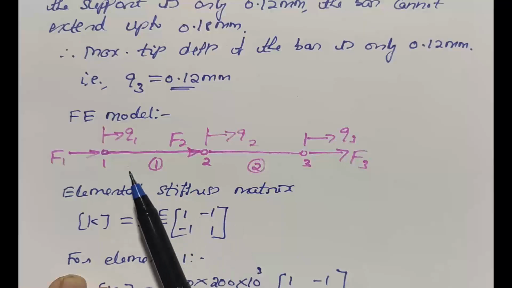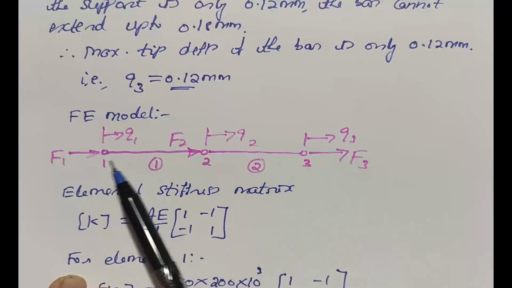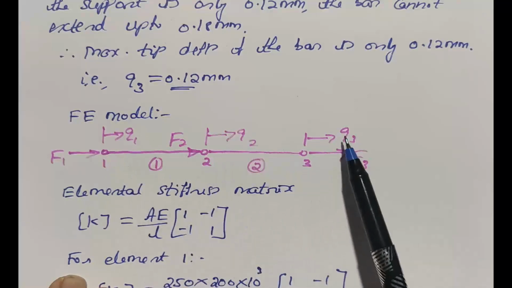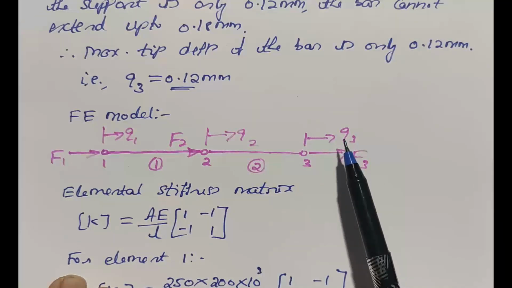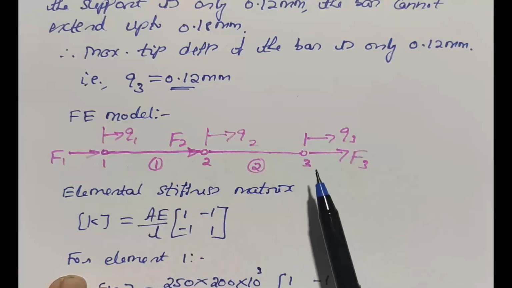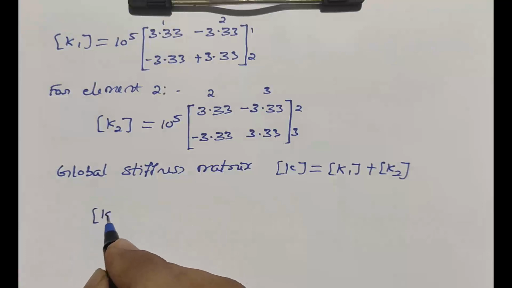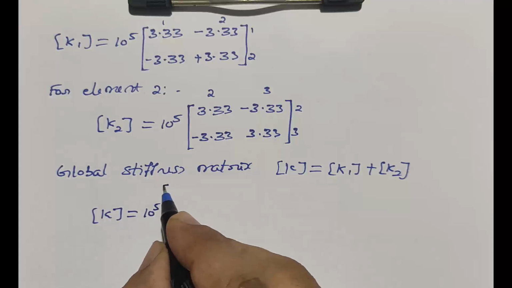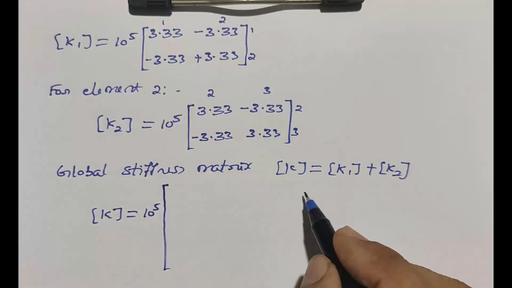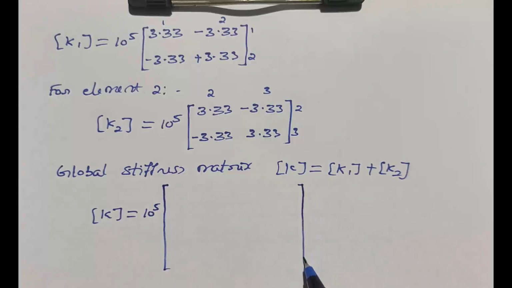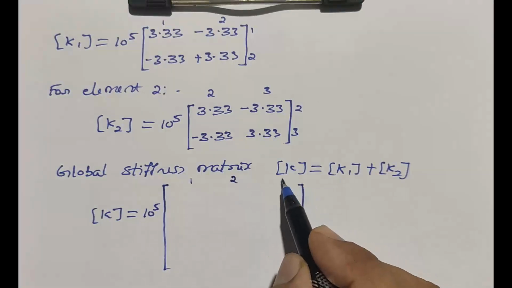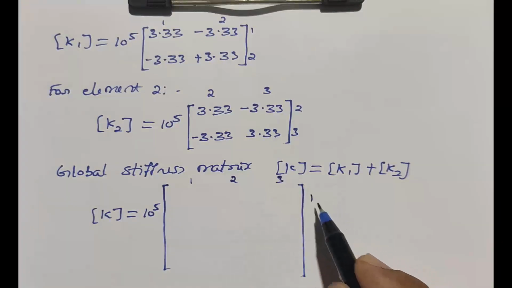See the FE model. Here there are 3 nodes. Each node has 1 degree of freedom. Therefore, the order of the stiffness matrix will be 3 cross 3. Therefore, the global stiffness matrix K is equal to 10 power 5 outside, with node numbering 1, 2, 3, and here also 1, 2, 3.